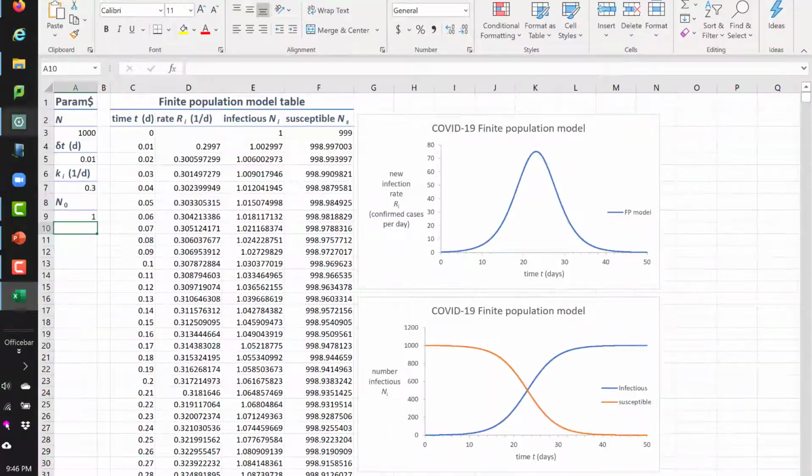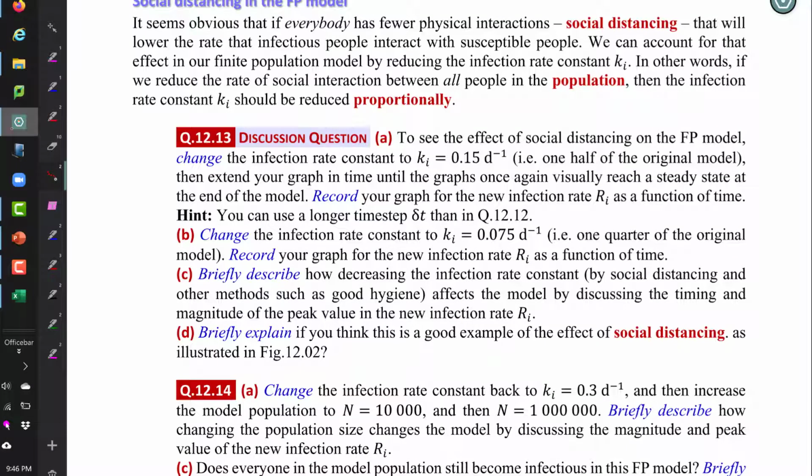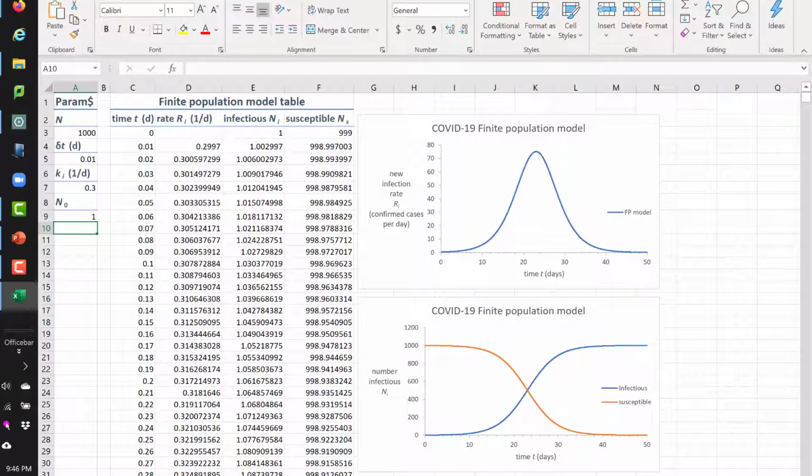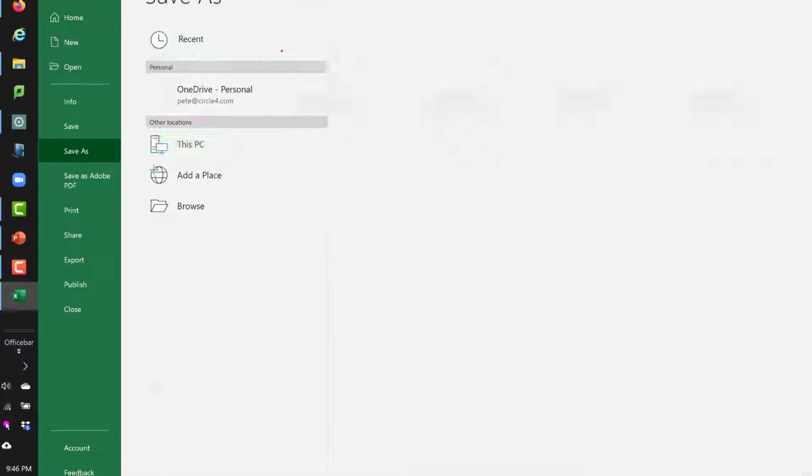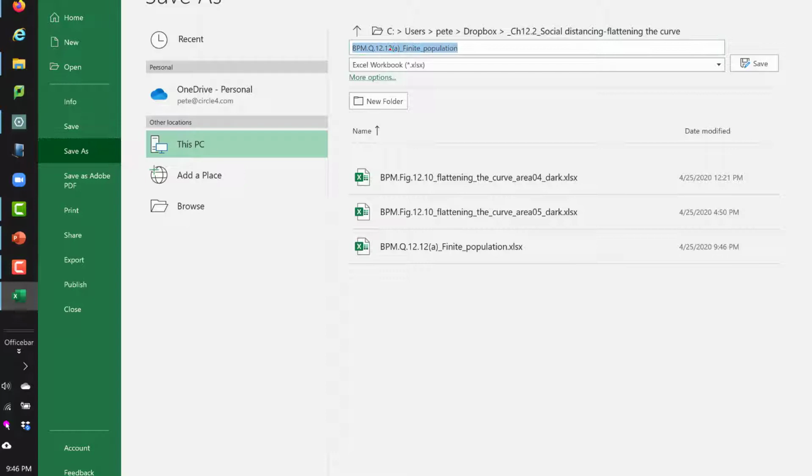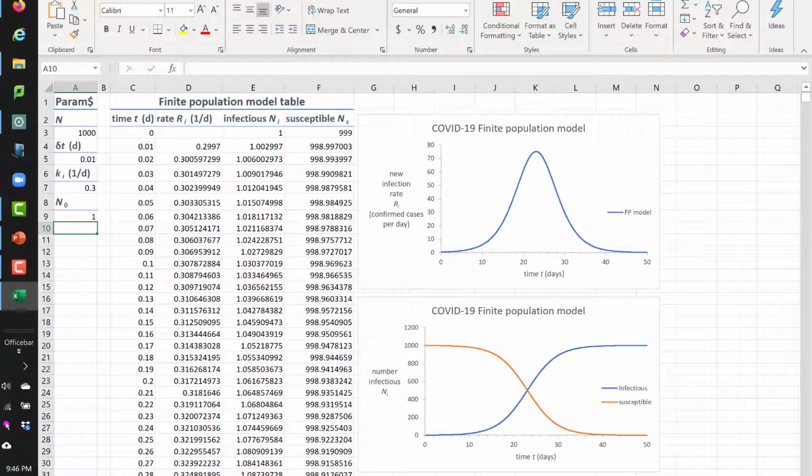Oh, and I always forget 13. So we're up to 13. I've already saved this, so I'm going to do File, Save As, because we're going to do 13 now. I want to save it as question 13. It's always good to save your work. So what we're going to do now is, it said change the Ki constant from 0.3, which is what it currently is, to 0.15.